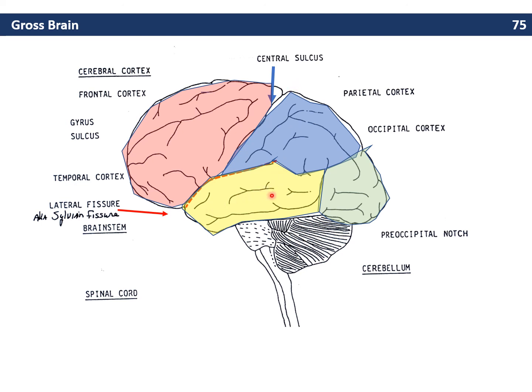The temporal cortex is shown in yellow, and separating the temporal cortex from the parietal and frontal cortices is the lateral fissure, and that line is shown here, kind of a dashed line in red. The occipital cortex is in green, and the landmark for that region is the preoccipital notch that is present at the most anterior portion of this occipital region.